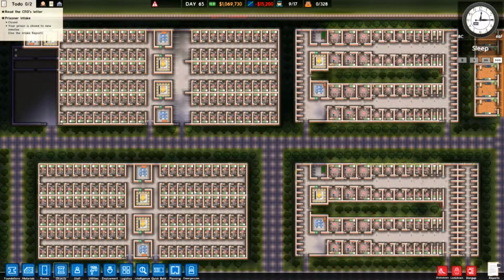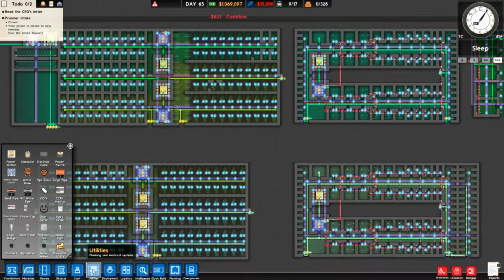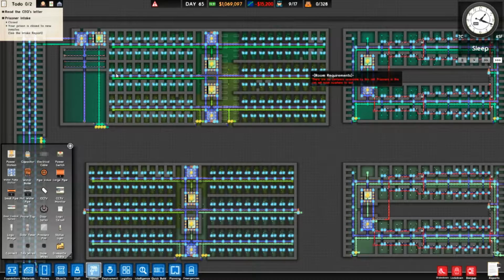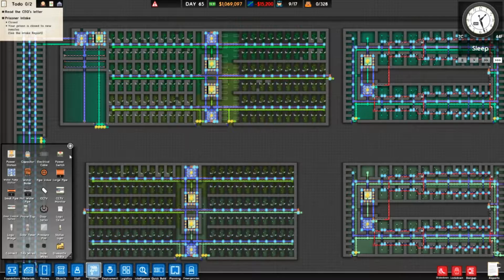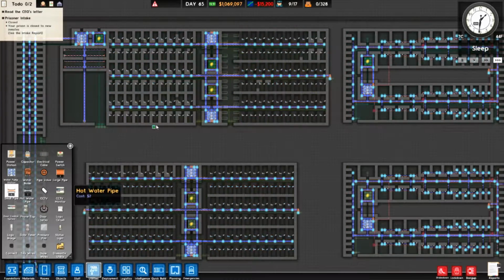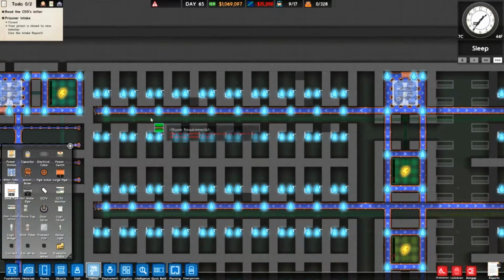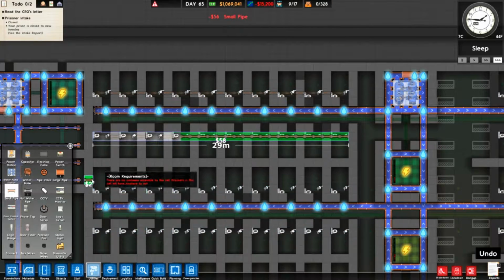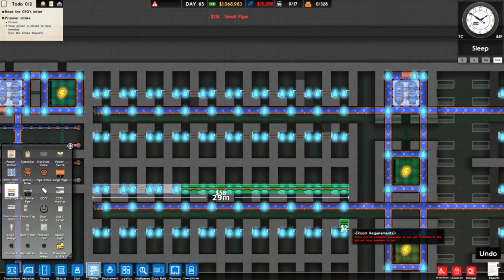So now all the cells have been built, and we expanded from 88 to 328. So now it's time to build up some utilities. If we go to utilities, you can already see that the main piping has already been laid. Also the power cables have already been laid. So the only thing we now need to do is to place the small pipes to connect into the cells themselves.